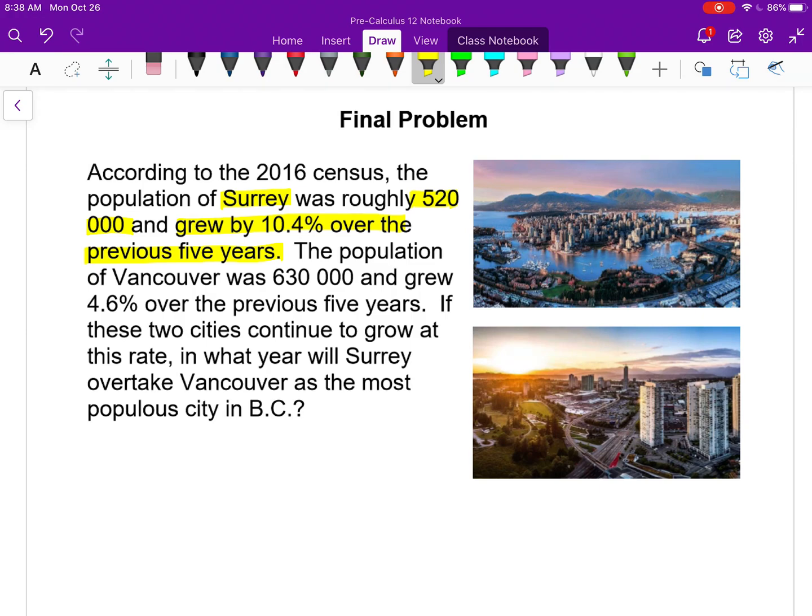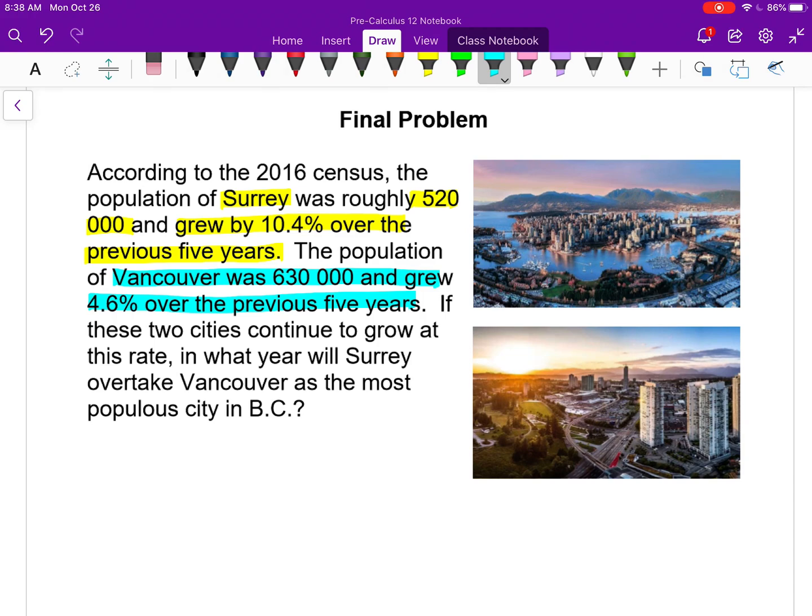And so in the year 2016, we knew Surrey had about 520,000. I just rounded it. And it grew by 10.4% over 5 years, not in 1 year. Compare that to Vancouver. The City of Vancouver is larger, but it's growing more slowly. And so at some point, that means Surrey must overtake Vancouver if they continue to grow at this rate. And that's what the question is asking. In what year will Surrey overtake Vancouver if they continue to grow at this rate?